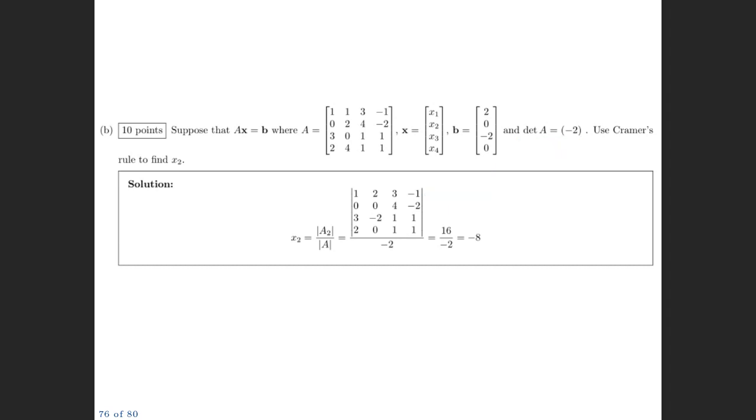So because we've already found the determinant of A2, and because we're told that the determinant of A is -2, all we have to do here, the whole calculation, is 16 divided by -2. 16 divided by -2 was worth 10 points in that example.